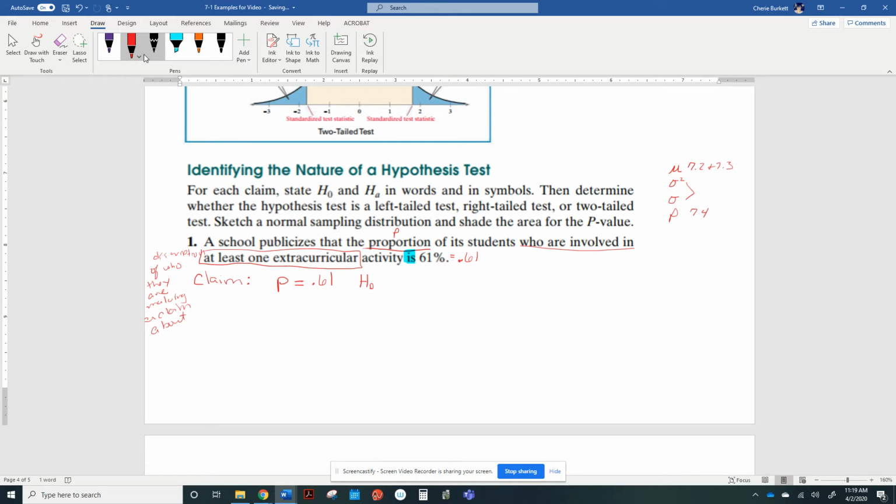Okay, now what's the opposite of is 61? The opposite is not 61. Okay, this one does not contain equality, so it is my alternative. All right, now to determine what kind of test it is, we look at the alternative. We look at this one. It is not equal, so what kind of test is that?